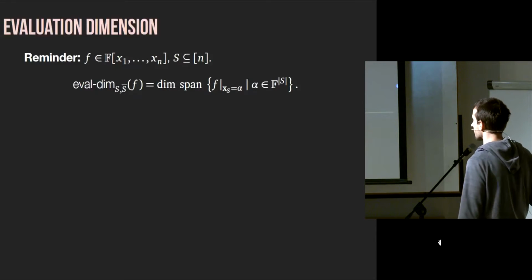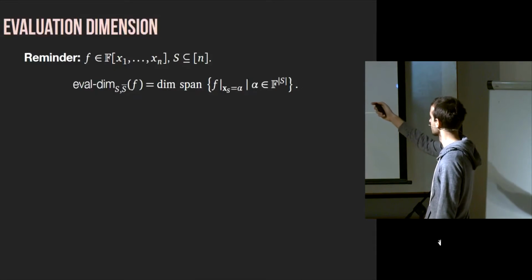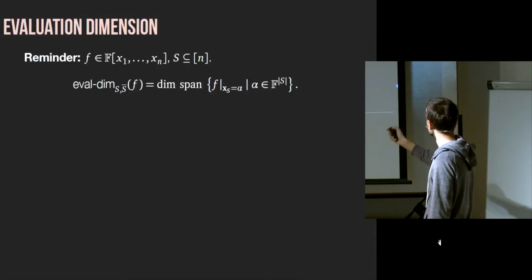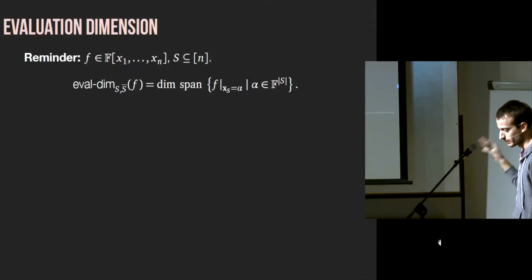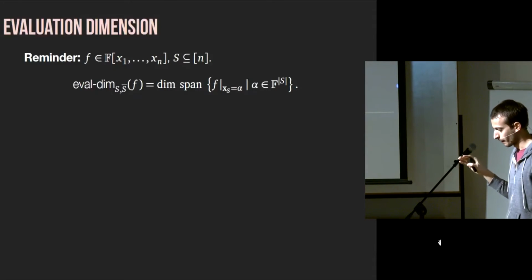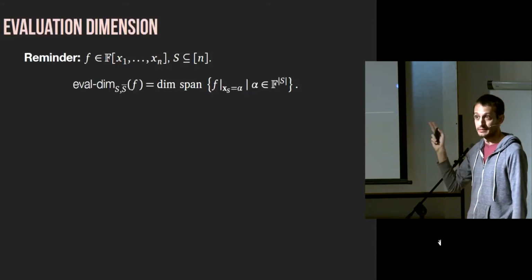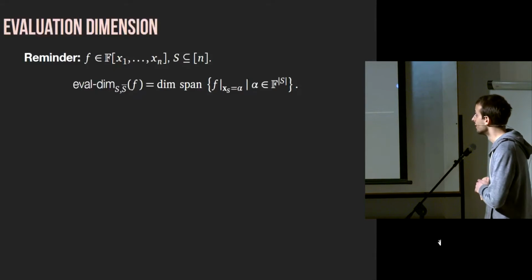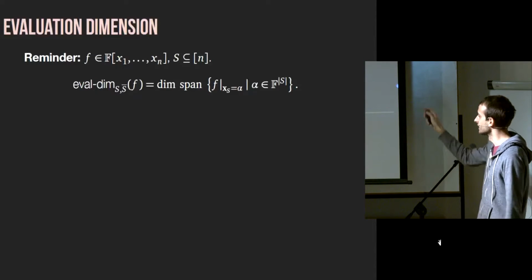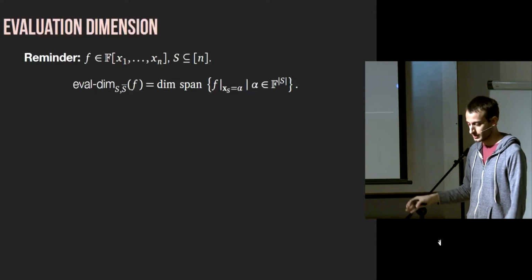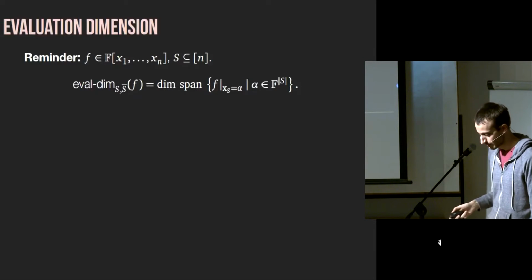So I think in Michael's talk, he restricted the evaluation to a specific subset, but let's allow ourselves to fix the variables in S to any values from the field. So, I will just reiterate what I said. You fix the variables in S to whatever you like, you look at the span, you compute the dimension. That's the evaluation dimension of f.